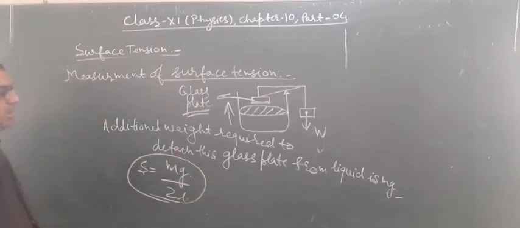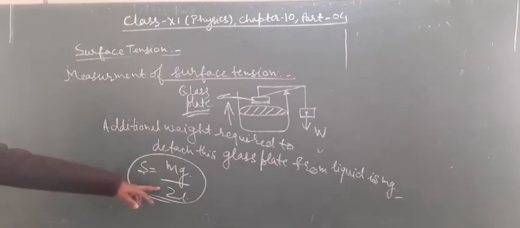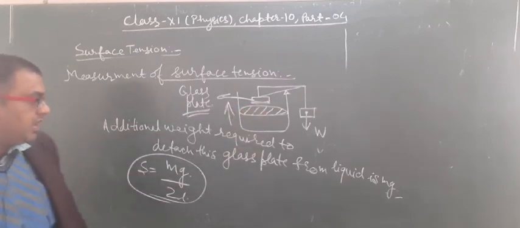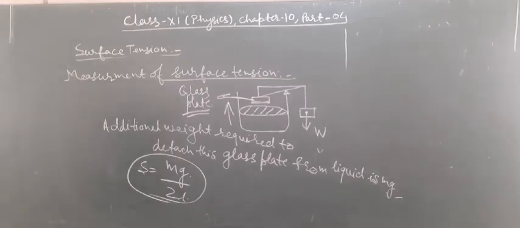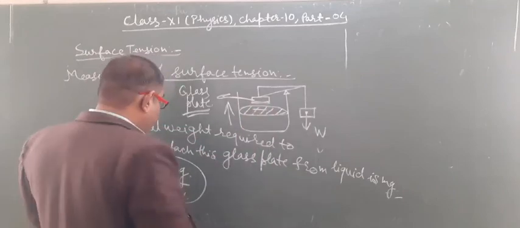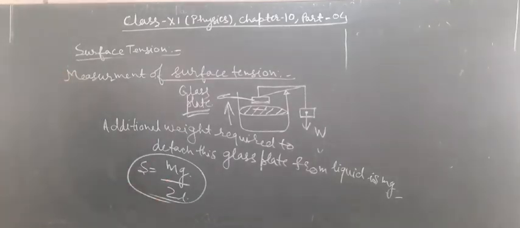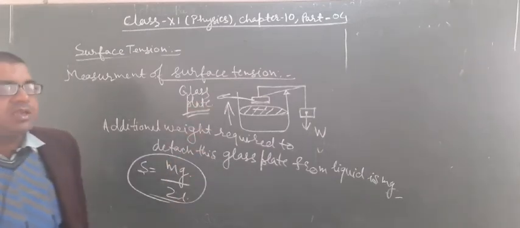This is the extra force. 2L we have written here because two surfaces we are considering. One surface is this and one surface of the glass plate. L is the length of the plate, so L from here and L from here, so it is equal to 2L. Two surfaces are in contact. So surface tension is mg upon 2L. We can measure the surface tension in this manner.